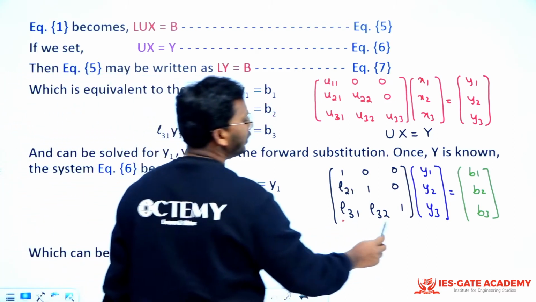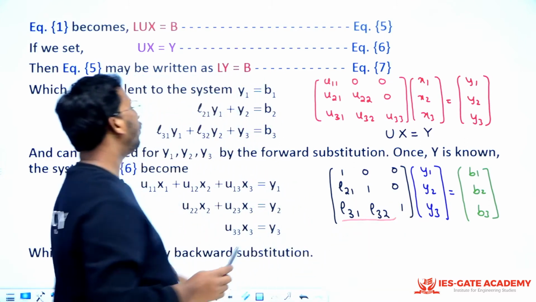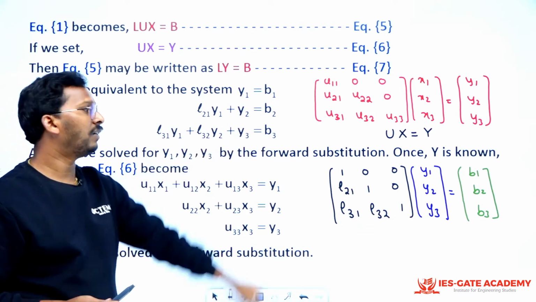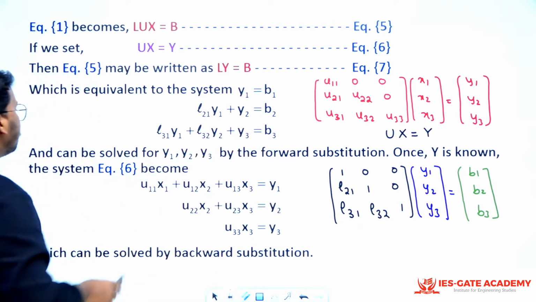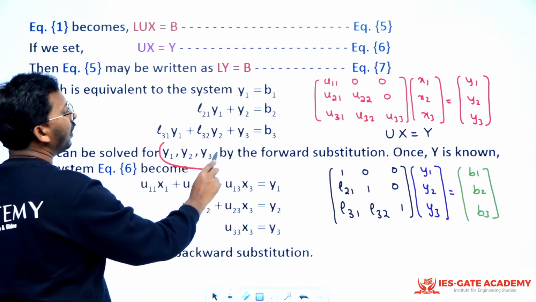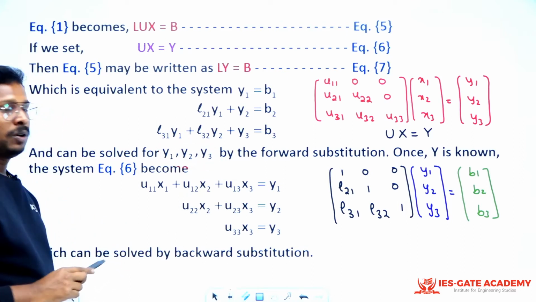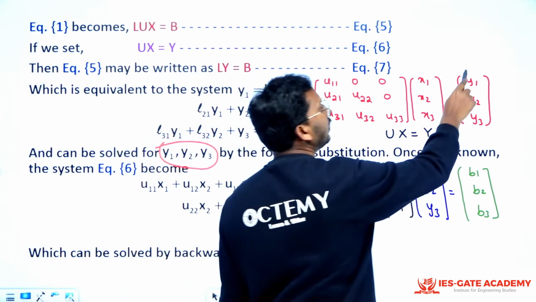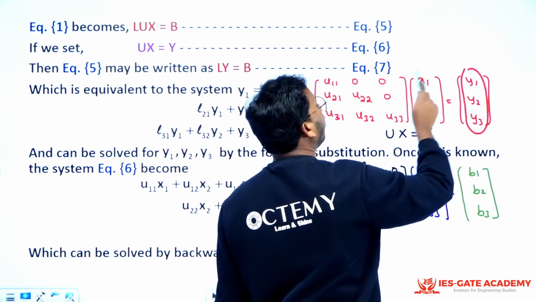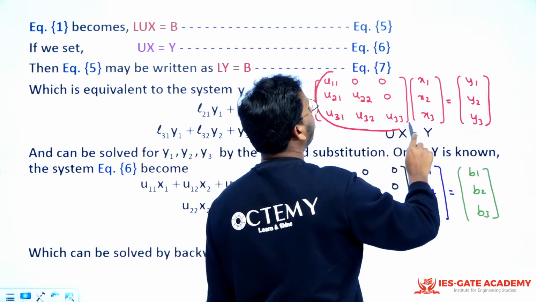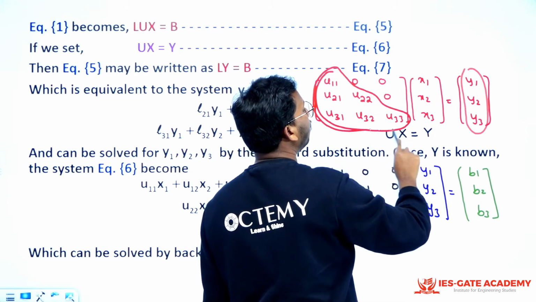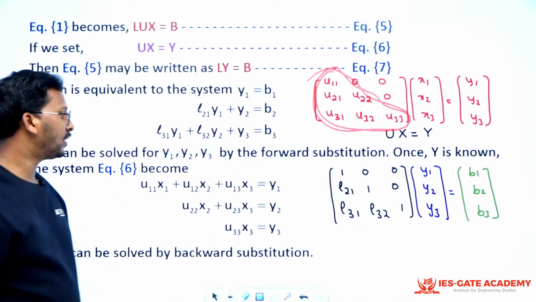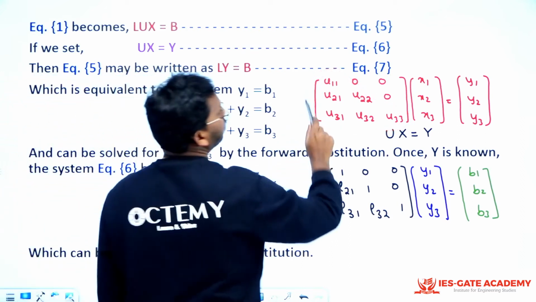Similarly, from the next row, you already know Y2, you already know Y1, you know L31 and L32, so you will get Y3 from here. So that's what I have written, and it can be solved for Y1, Y2, Y3. Once Y1, Y2, Y3 are obtained, you know these, and you know U11, U12, U22 and all these things. So we will do forward substitution now.